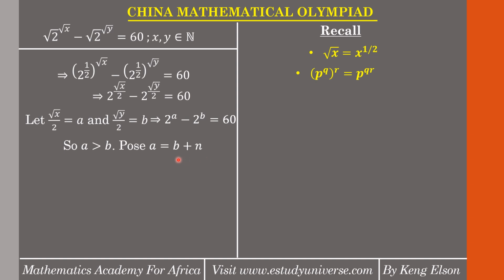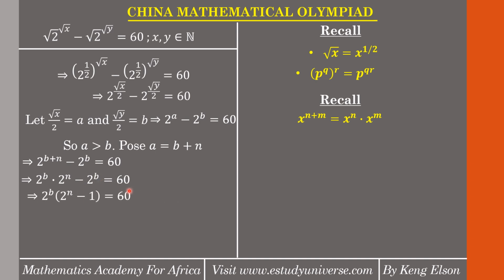Okay, so from here all we need to do is replace our a with b plus n, and we replace b with b. Then we try to see what we have. So doing that, we have 2 to the b plus n minus 2 to the b equal to 60. Now the next recall is that x to the n plus m is equal to x to the n times x to the m. A very basic recall from indices, so that we can express 2 to the b plus n as 2 to the b times 2 to the n, then minus 2 to the b equal to 60.